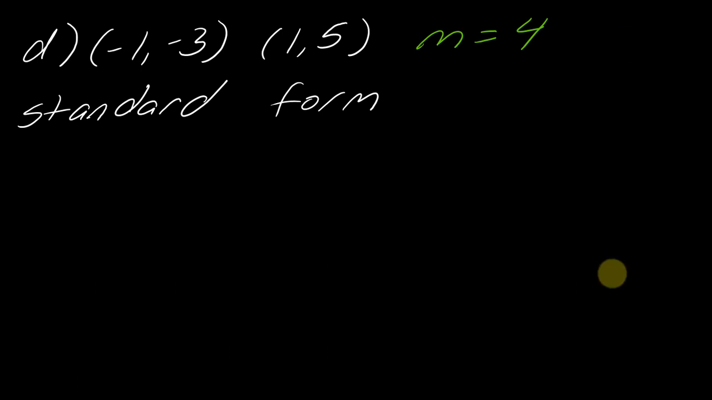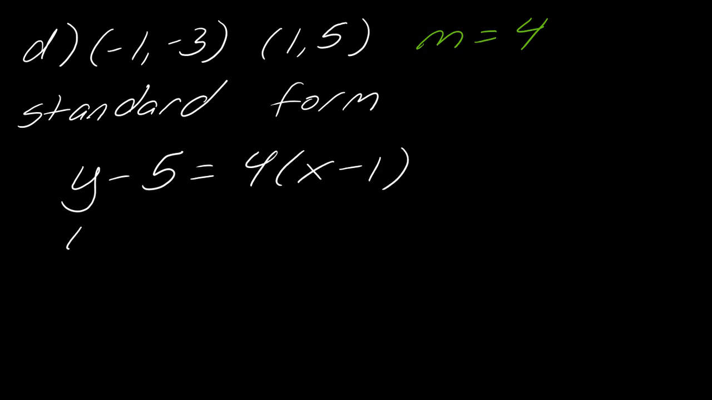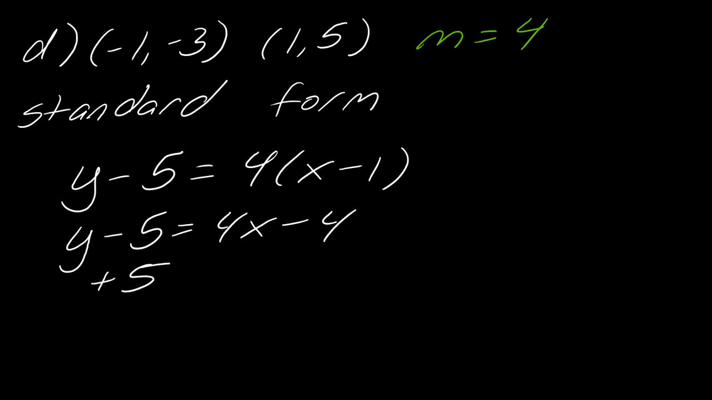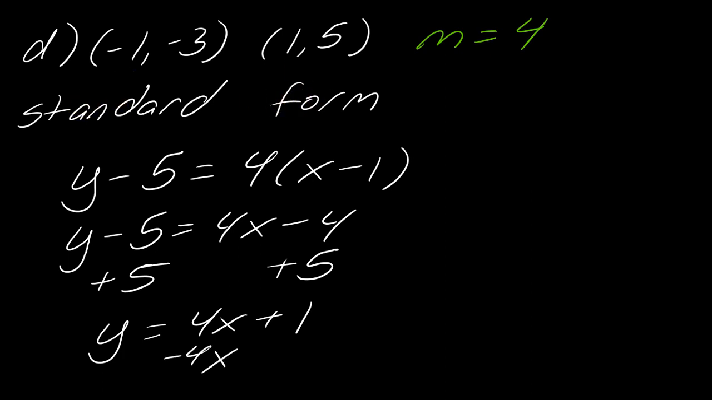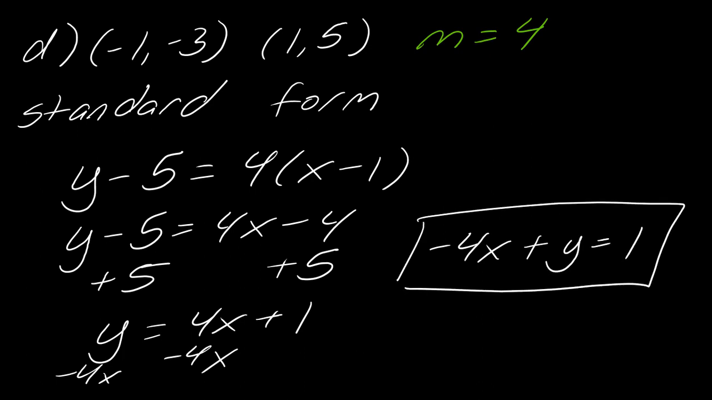Okay, so I prefer using the point that doesn't have any minus signs in it. So I'm going to go ahead and use this point with my point slope form. So I'm going to have y minus 5 equals 4 times x minus 1. And then I get y minus 5 equals 4x minus 4. And let's see, I'll start by adding 5 to each side. So I get y equals 4x plus 1. Now this would be the slope-intercept form, but remember, I need standard form. So to finish this off, I can just go ahead and subtract the 4x to get negative 4x plus y equals 1. And so that would be my answer in this case.